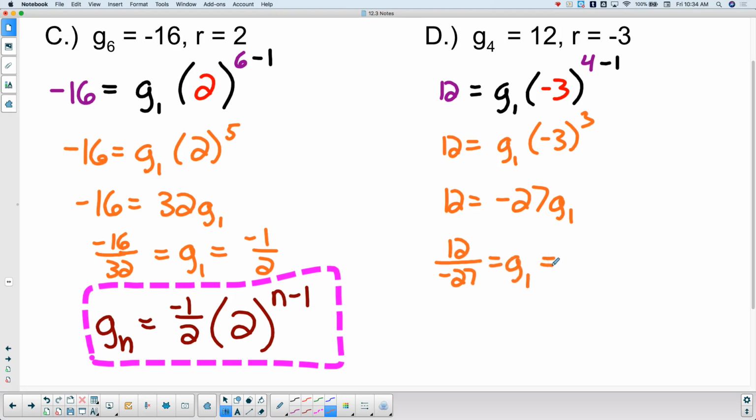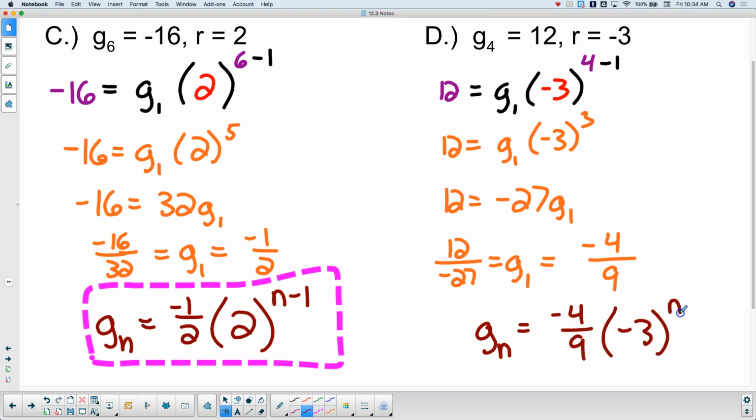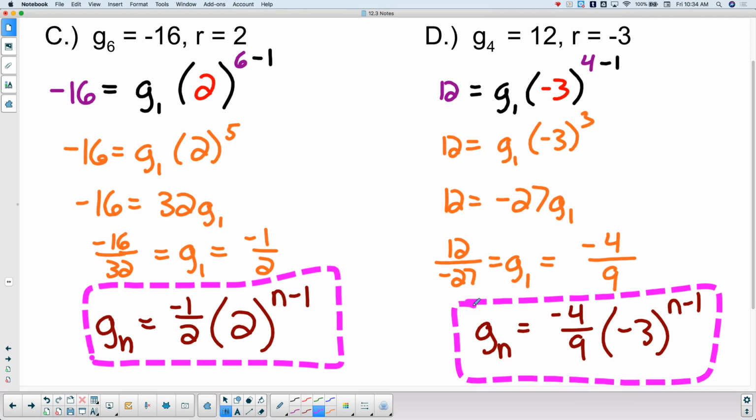Both of those can be divided by 3. I like negative 4/9 as my first term. So my rule then would be negative 4/9 times negative 3 to the n minus 1 power.